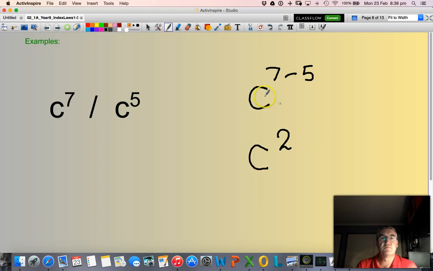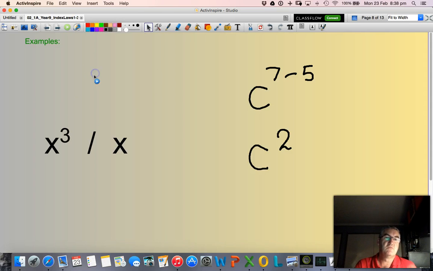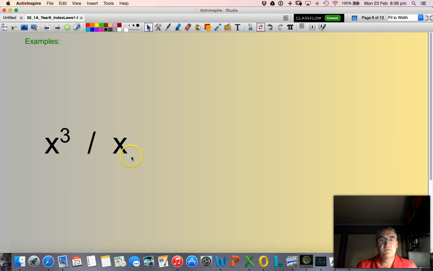Now I'll just move on to the next one here. So my next one is that one there, and I'll just clear what I've already done. Now, in this situation I have x to the power of 3, or x cubed, and I'm going to divide that by an x. Now, when you see an x or any number by itself, you can consider it to have an index of 1.